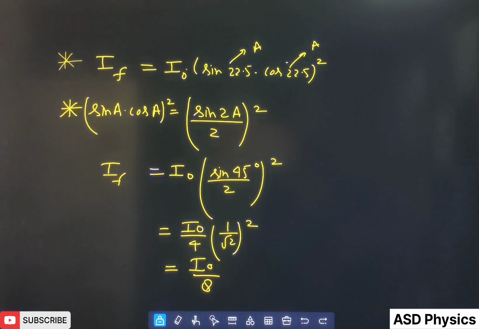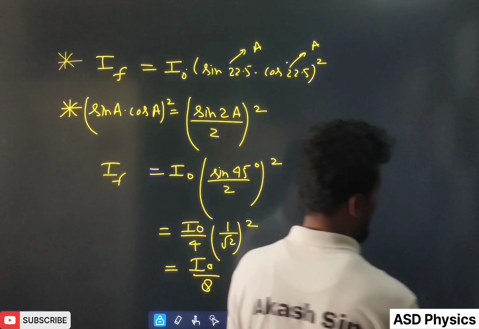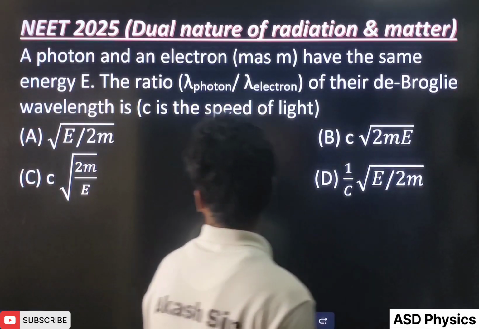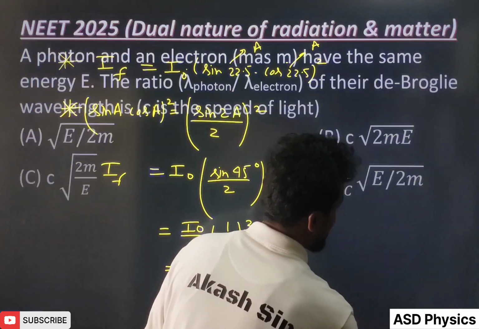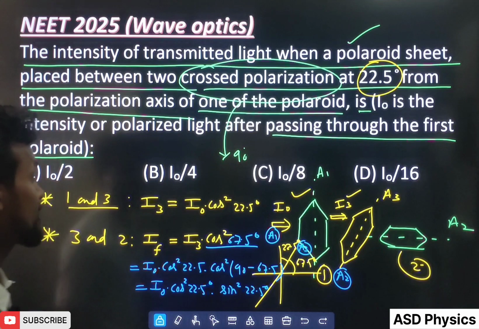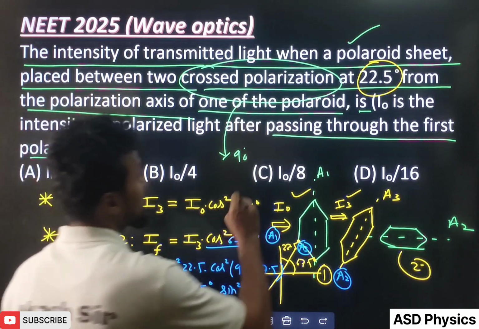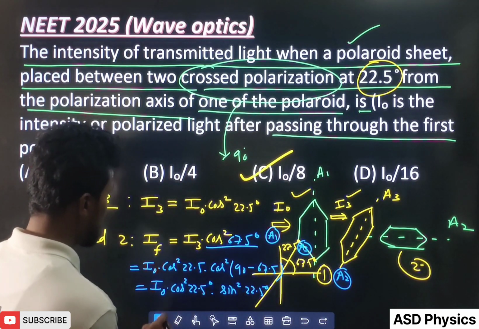Can you see very well how we have done this? Is it? So this is based upon the topic polarization. Okay, great. Now students, next one we'll see. Before going to the next one, take the options also. Which option is correct here? The correct option is Option C is the answer.